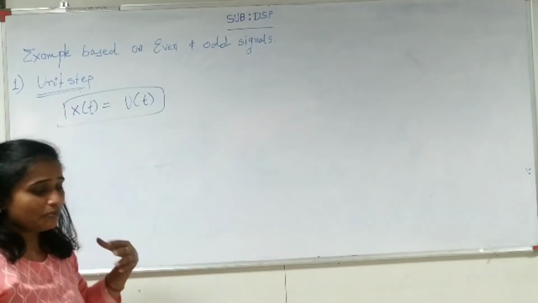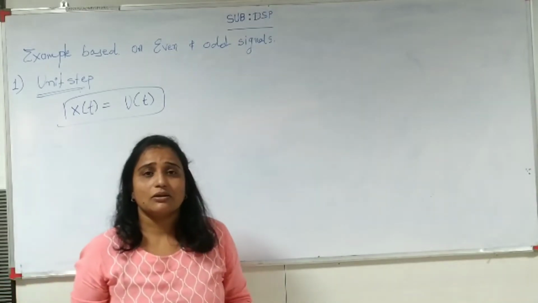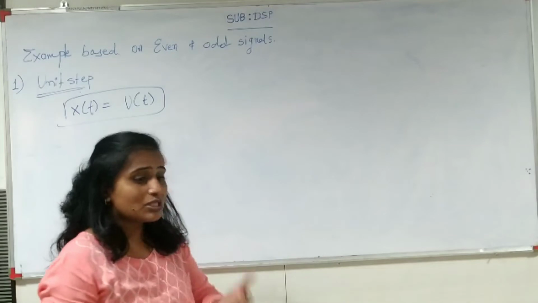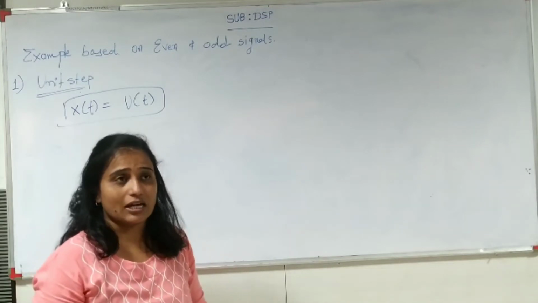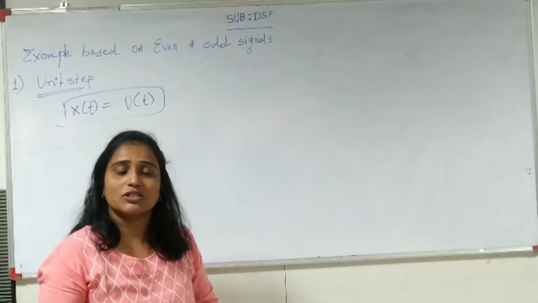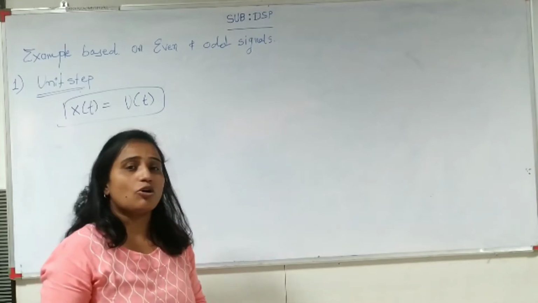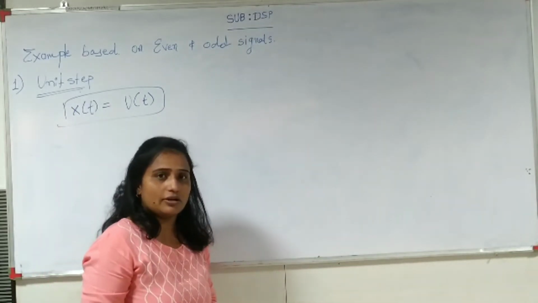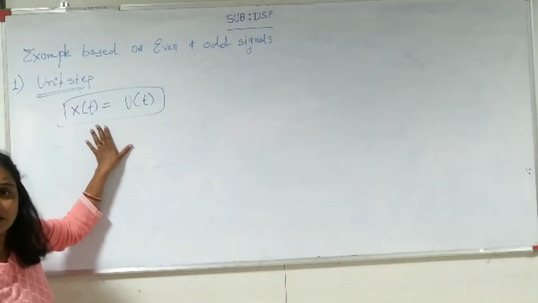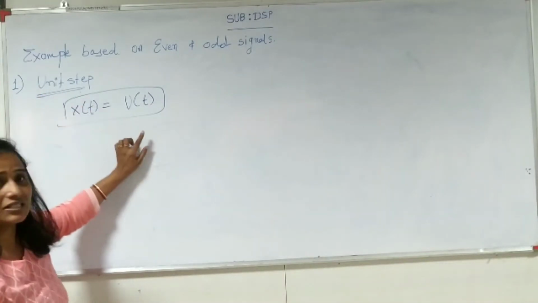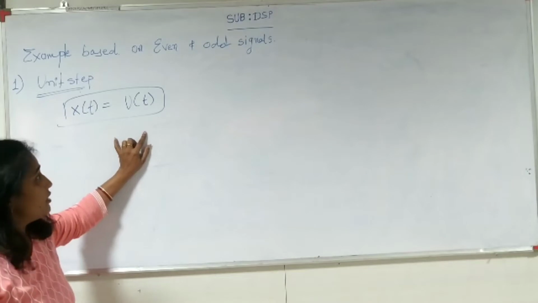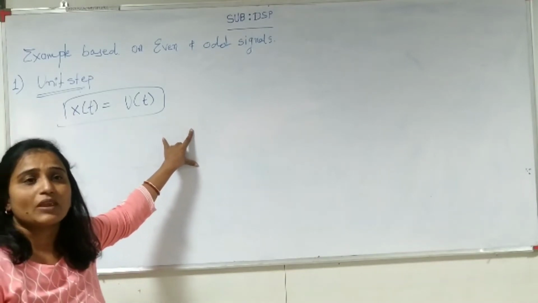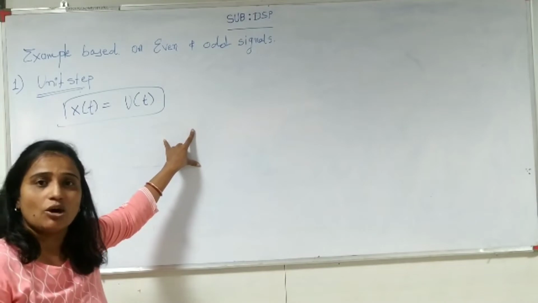As we saw in our previous session, there are different properties. If two signals are combined and we know each signal is individually even or odd, then we can solve for whether the combination is even or odd using the properties. But this is a standard signal. U of t, or the unit step, is a standard signal. Now how can we say whether it's even or odd? By applying the condition of even and odd signals.